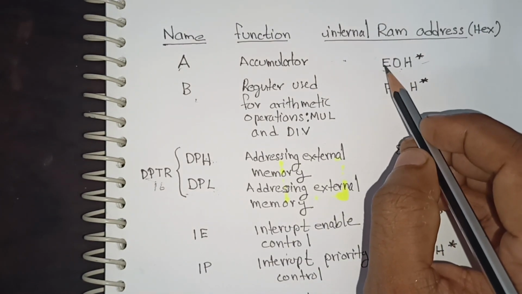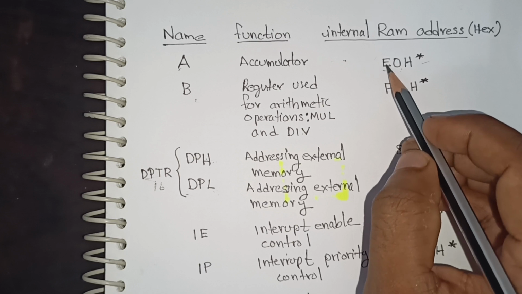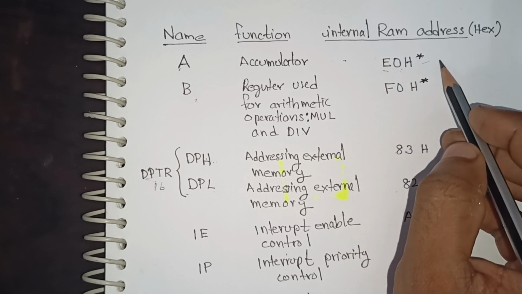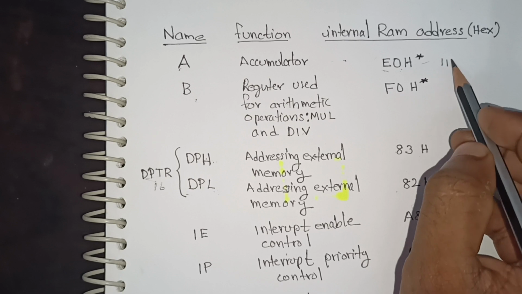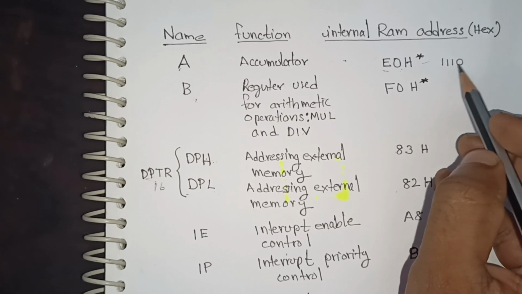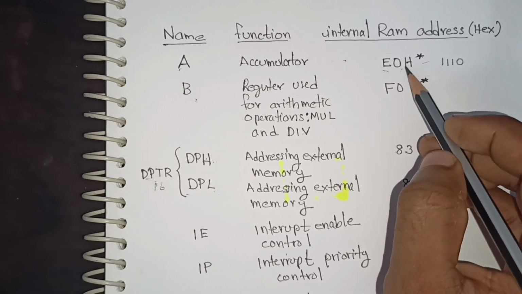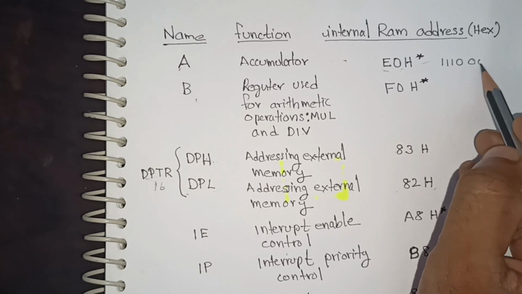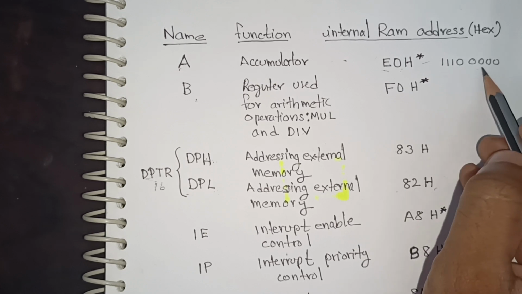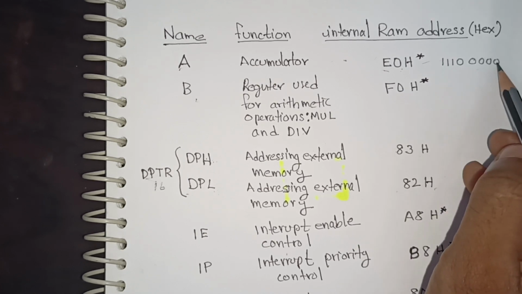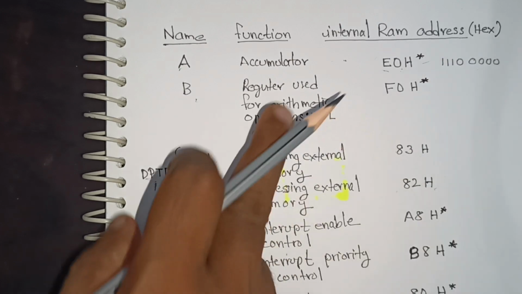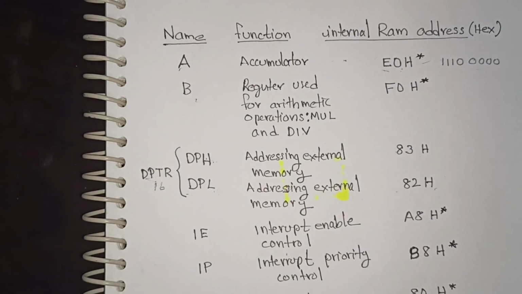E means what? E means 14. This is 14. 4-bit binary of E is 1110. 14 is represented as 1110. This is the address in binary. Okay, this is the corresponding binary representation. So likewise you can expand all these addresses.